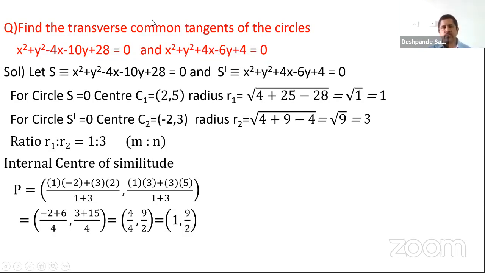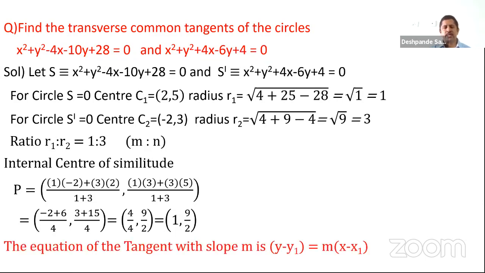Because it is a transverse common tangent, you are going to get the internal center of similitude. So from here onwards, the process is going to remain the same. First, the equation of tangent with slope m is given as y minus y1 is equal to m into x minus x1.